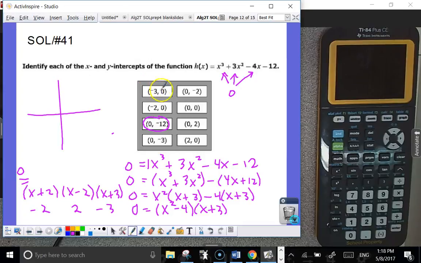So is it (-3, 0) or is it (0, -3)? It's (-3, 0), because the y is the thing that's 0 this time. Right? So it's (-3, 0), (-2, 0), and (2, 0).